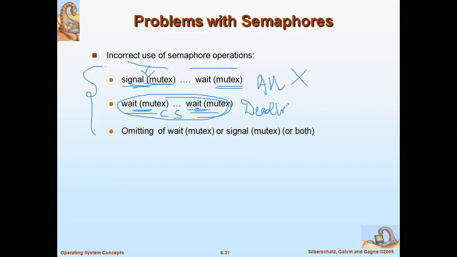So we cannot have such an order of operations. We need to have wait initially and then signal. If you try to change the order, then it will result in these kinds of problems. So omitting any one of the operations, or omitting both operations, will also create a problem. So we are not supposed to do this.